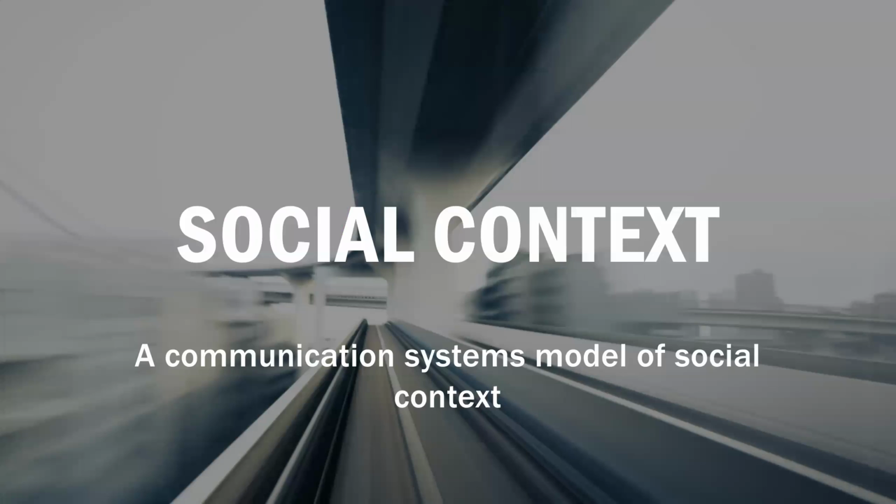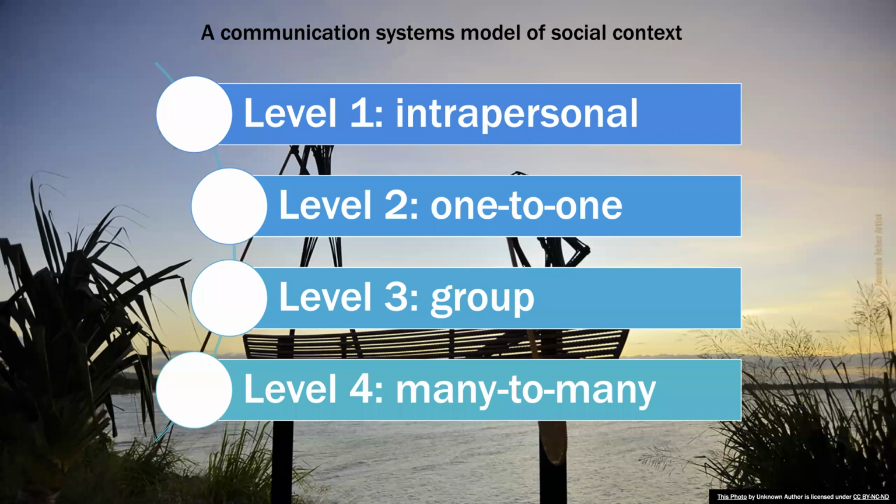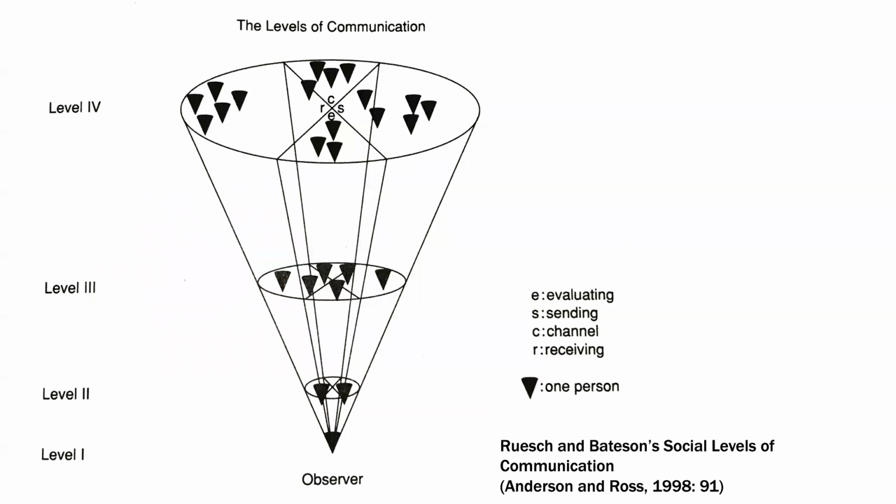Next, we go to the social context, a communication system model of social context. Roch and Batson proposed 4 levels of communication. The 4 levels are intrapersonal, one-to-one, group, and many-to-many. So this is the model by Roch and Batson on social levels of communication. Level 1 is intrapersonal. So this is not in the context of social interaction, but it has external social influences on how one develops his communication style.